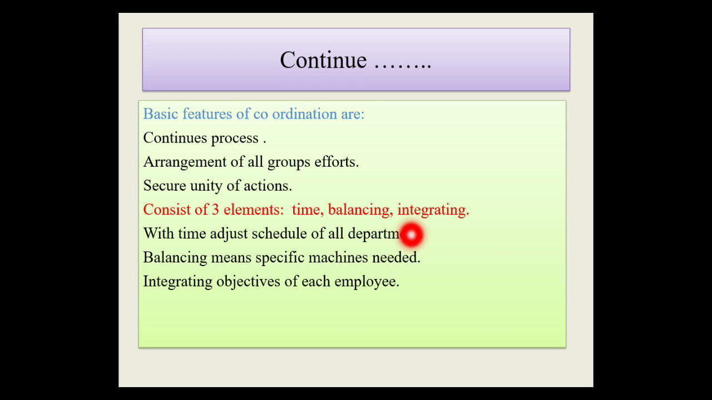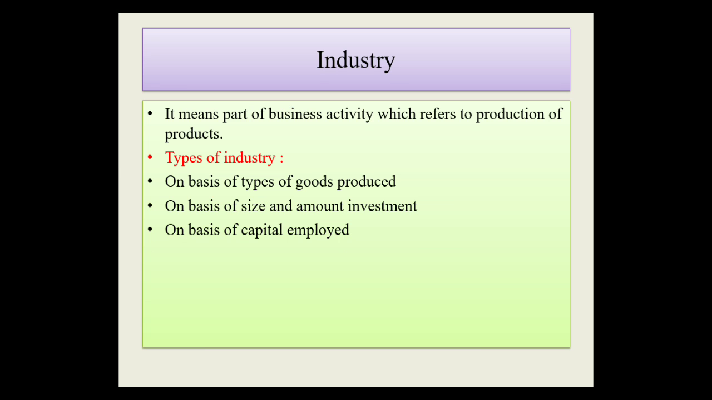Time means adjusting the time schedule of different departments. Therefore, time is one of the elements of coordination. Then balancing means specific machines are needed for balancing or to give support to other materials. And then integrating means it integrates the objectives of each employee with those of the organization. So we can say that coordination is the essence of management. In this way, we have seen all the functions of management.